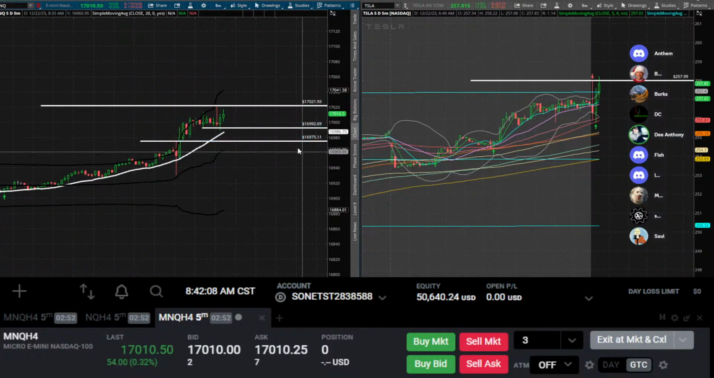I would look for an entry over 975. So 16975. Look at that top wick, that confirmation. I would get in on that. Use the 20 SMA as a stop.